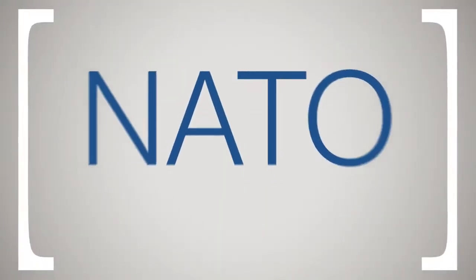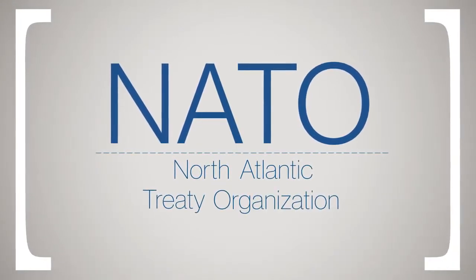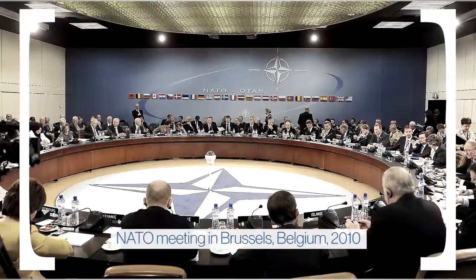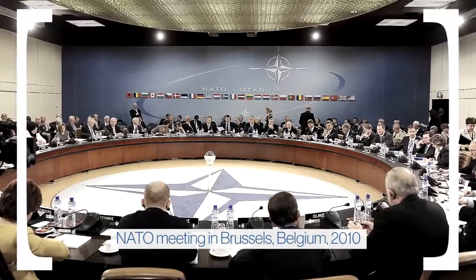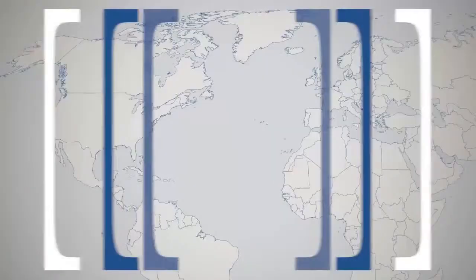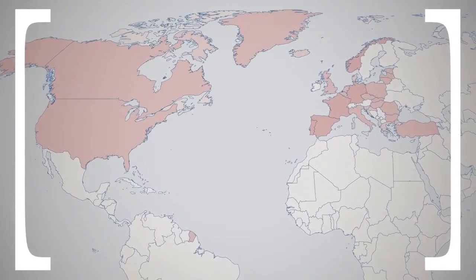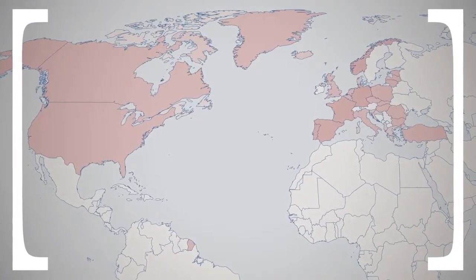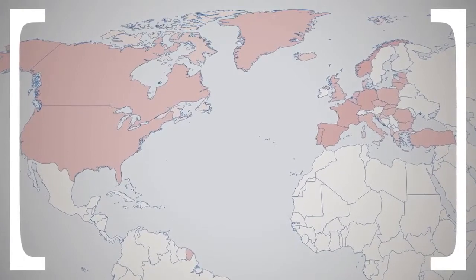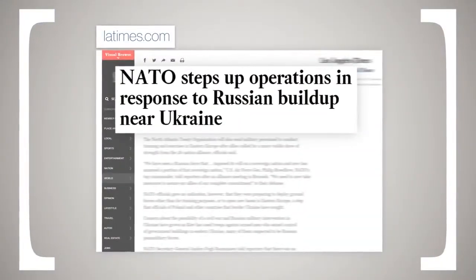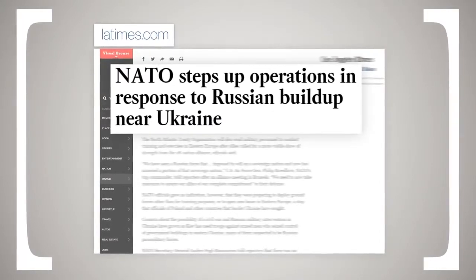First off is NATO, the North Atlantic Treaty Organization. This is a group of states who've agreed to defend each other against military and political threats from non-NATO members. NATO has 28 member states, including the US, Canada, and most of Europe. They've agreed to contribute troops and supplies for some joint military actions. Russia and Ukraine are not NATO members, but NATO has been in the news recently over the possibility of stepping in against Russia in the Ukrainian conflict.